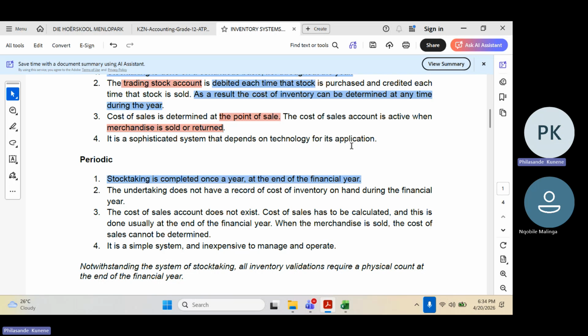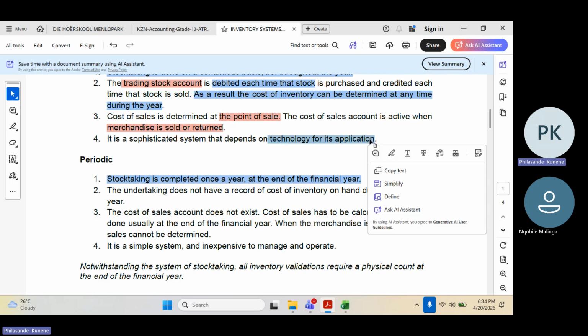So what is the problem? Number 4, it is a sophisticated system that depends on technology for its application. Yeah, that is a disadvantage there, or I can say it's not really a disadvantage. Only for those who cannot afford it, it is a disadvantage for them. It is something that they cannot afford because this one depends on technology. For you to be able to use a computerized system, it depends on the technology.